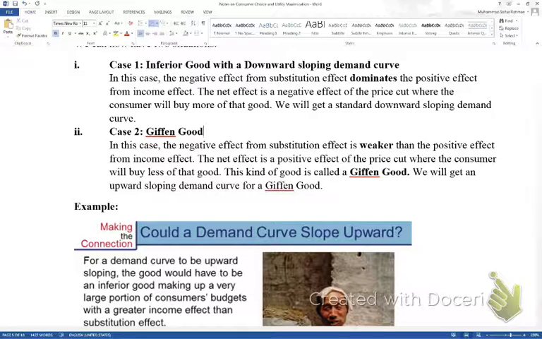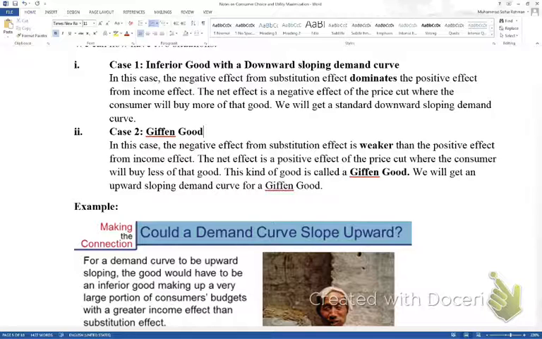So meaning that when the price goes down, our consumers' income increases and our consumer buys less of that good, right? So price is cut, our consumer's income increases, and our consumer buys less of that good. So here we are seeing a positive relationship between price and quantity demanded.